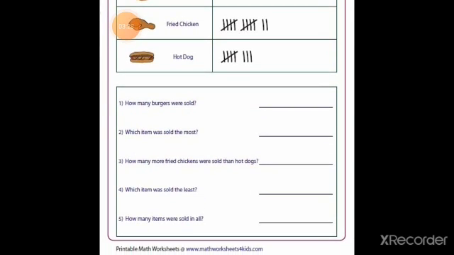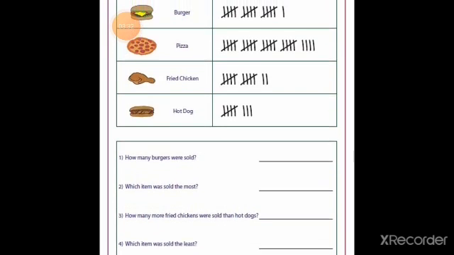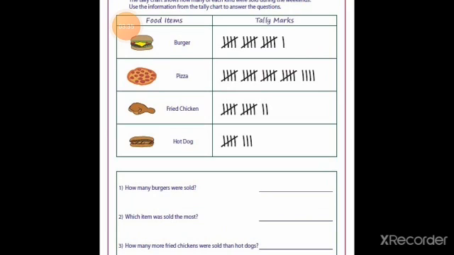Now look at the last question. How many items were sold in all? For that, what you have to do? You need to add up all these. So first one is 16, 24, 12, 8. 12 plus 8 is 20. 20 plus 24 is 44. And 44 plus 16 is 60. So the total number of food items sold in Lisa's shop was 60. So this is all about tally marks.